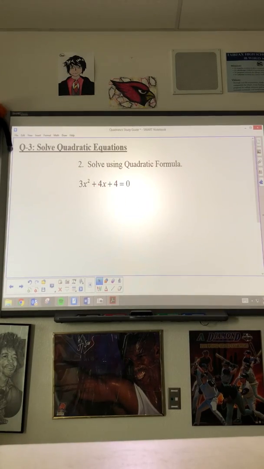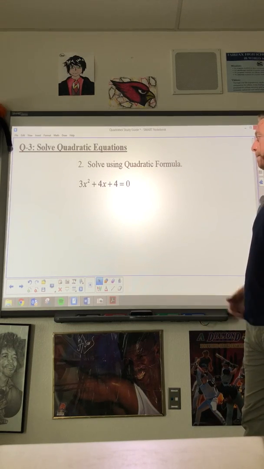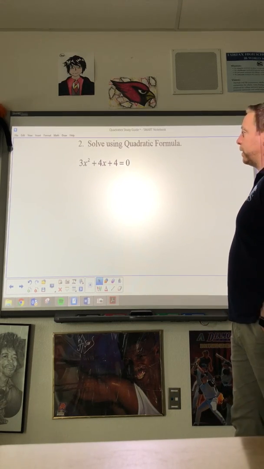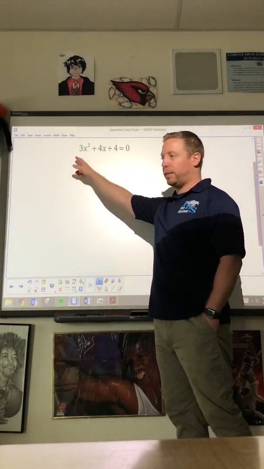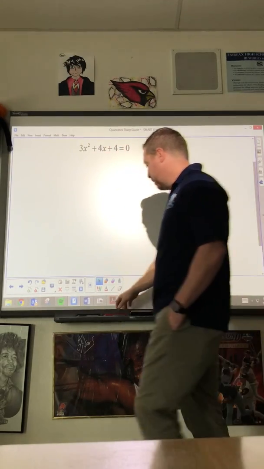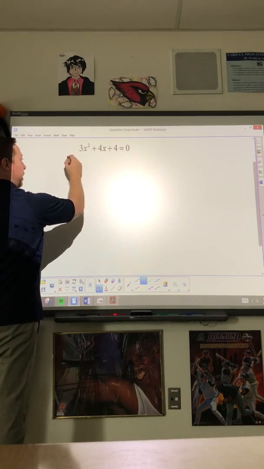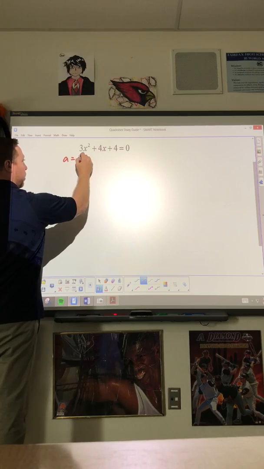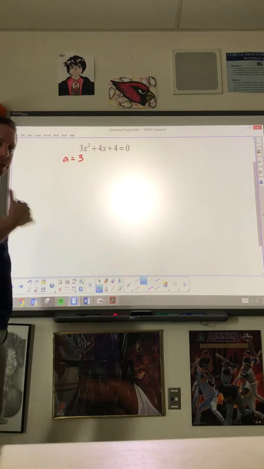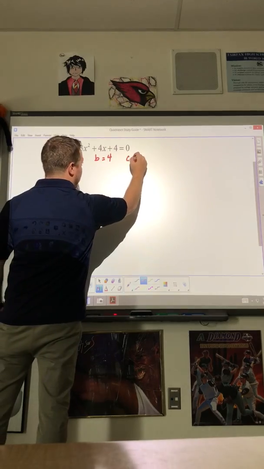Okay, next question. Number 2 in Q3 is solve using quadratic formula. I look at this problem, I immediately see that it is in standard form, it is set equal to 0, so that's good, I'm ready to start right away. Step 1, I need to identify what's A, B, and C in the standard form quadratic. So A is 3, not 3x squared, just the coefficient 3, B is 4, and C is 4.